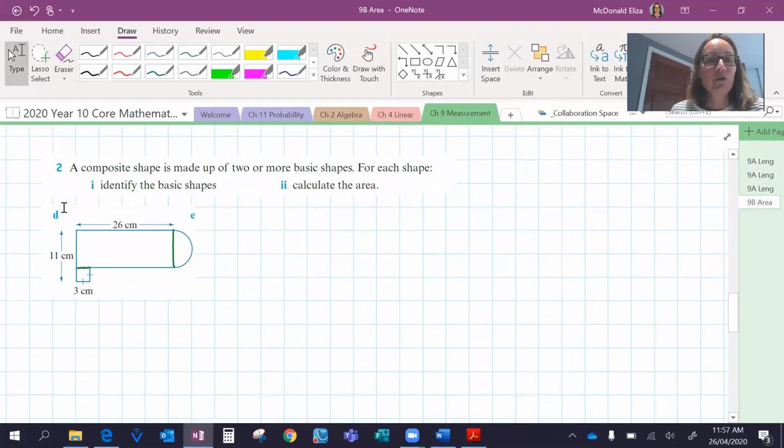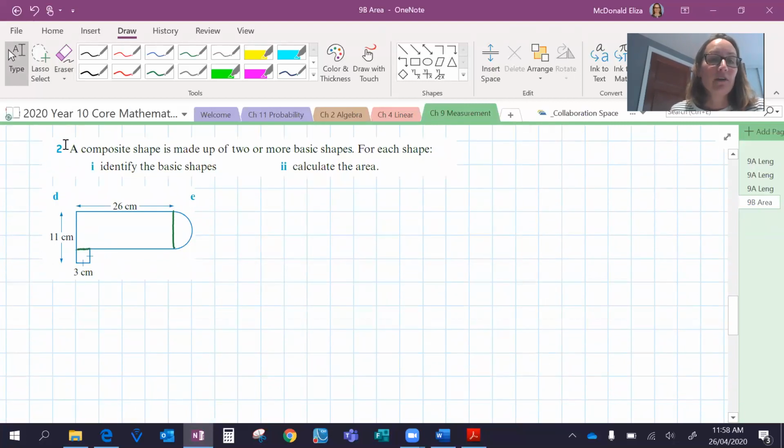Question 2 is from your textbook. It's question 2 rather than an example. A composite shape is made up of 2 or more basic shapes. Now I've already given it away here because I was having a little play before. But what we need to do is break this shape up into shapes that we know. So the easiest way to do that is by forming a square there, making that into a rectangle, and then this a semicircle. So we end up with a square here, a semicircle over here, and then this yellow I'll do here as our rectangle. So you can see the 3 different shapes there.